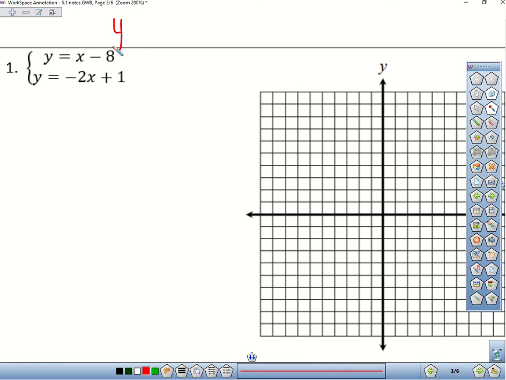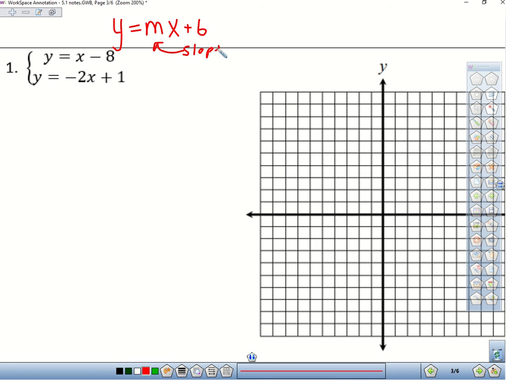So slope-intercept form is y equals mx plus b. The m indicates the slope, and the b indicates the y-intercept, okay? So the slope is always the coefficient of x. So if there is no number in front of x, what is the implied coefficient? 1.